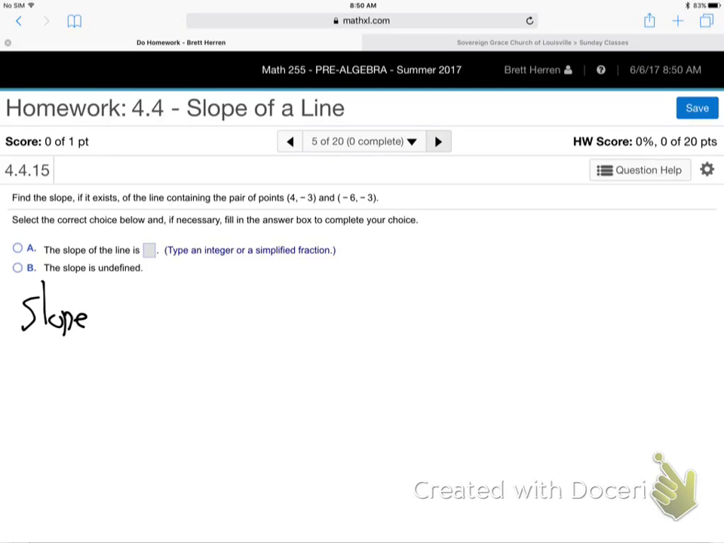Slope equals y2 minus y1 over x2 minus x1. Okay, so this is x1, y1, x2, y2. Give it a try. Something funny is going to happen. See if you know what that means.